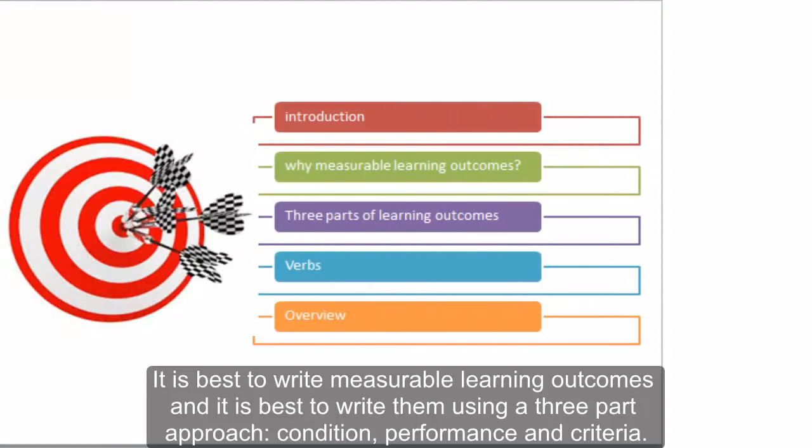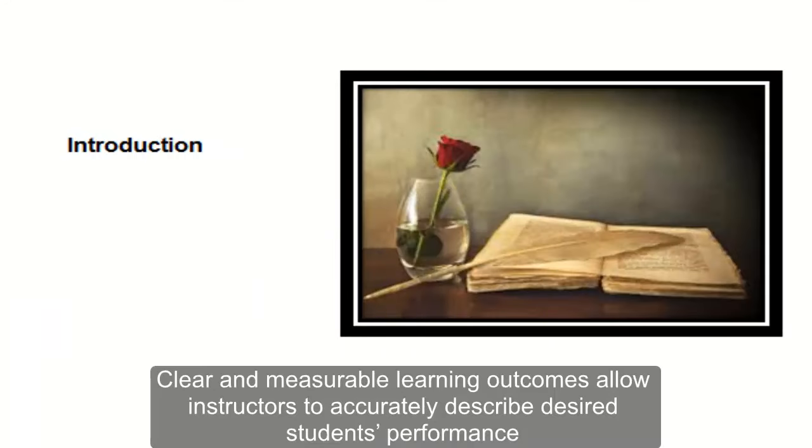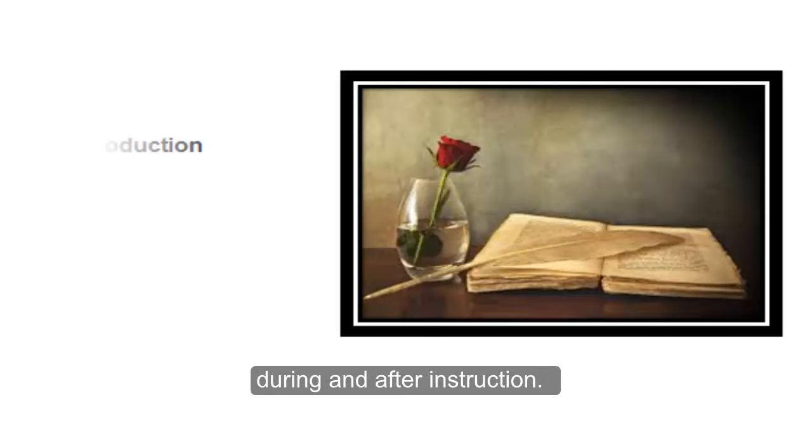It is best to write measurable learning outcomes, and it is best to write them using a three-part approach: condition, performance, and criteria. Clear and measurable learning outcomes allow instructors to accurately describe desired students' performance during and after instruction.